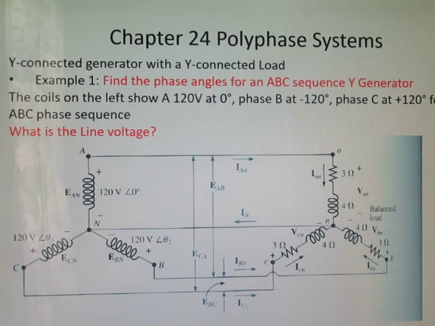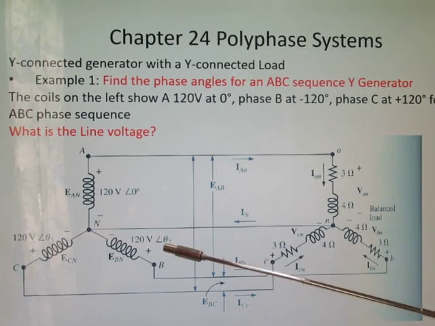Phase A is at 0 degrees, B is at negative 120 phase shift, and C is at positive 120 phase shift. This matches with our slides that we presented on slides 7 and 10. So next, what is the line-to-line voltage? The phase voltage, line to neutral, is given as 120 right here, in all their phase angles.